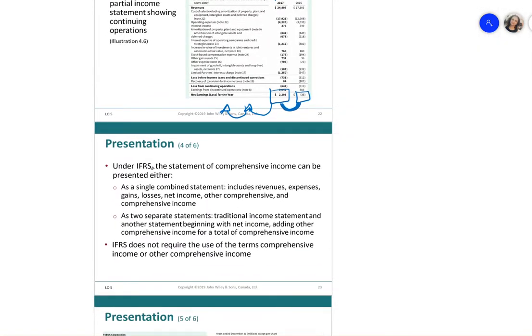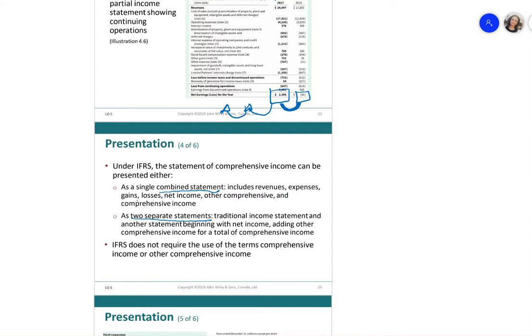Now, under IFRS, the statement of comprehensive income can be presented either as a single combined statement or as two separate components. So companies have a choice of doing it combined or separate. If they do a single combined statement, it will have revenue, expenses, gains and losses, net income, and other comprehensive income.